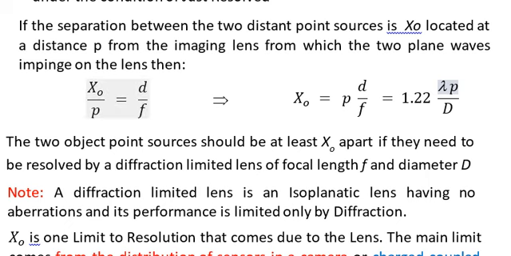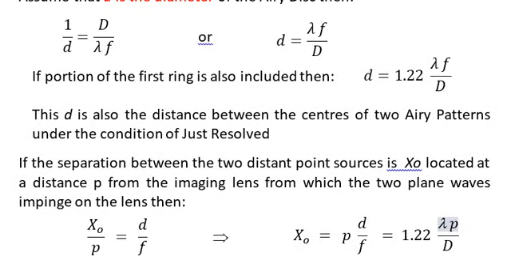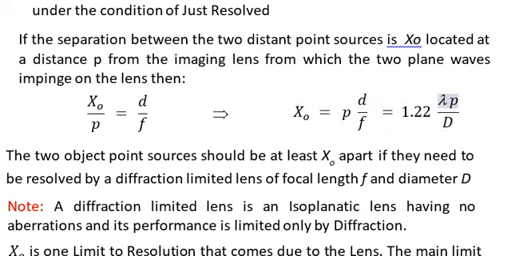Here f is the distance between the lens and the image plane, and p is the distance between the lens and the object plane. X naught is the separation between the two point sources or between the two stars, and this d is the corresponding distance in the image plane, that is between the centers of the two Airy patterns when they are just resolved. So we can find x naught is equal to p times d over f, and if you put the value of d from above, d is equal to 1.22 lambda f over capital D, you will get x naught is equal to 1.22 lambda p over capital D.